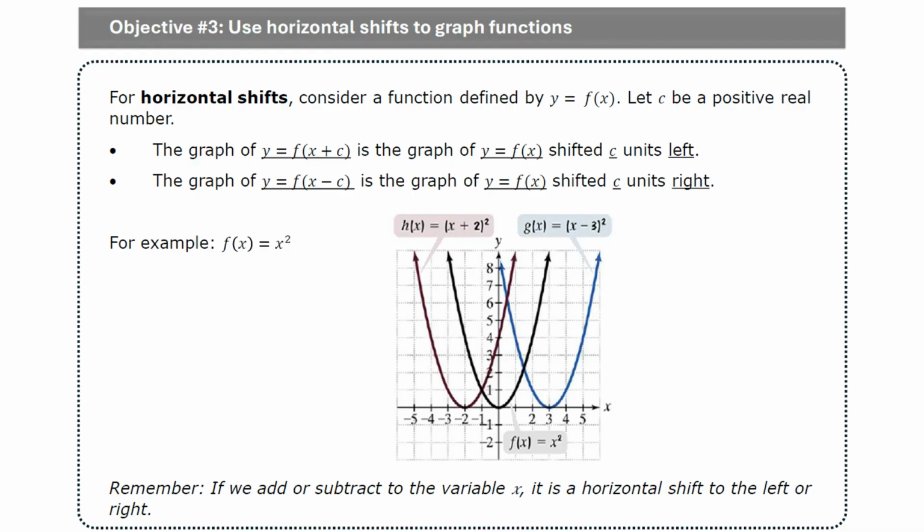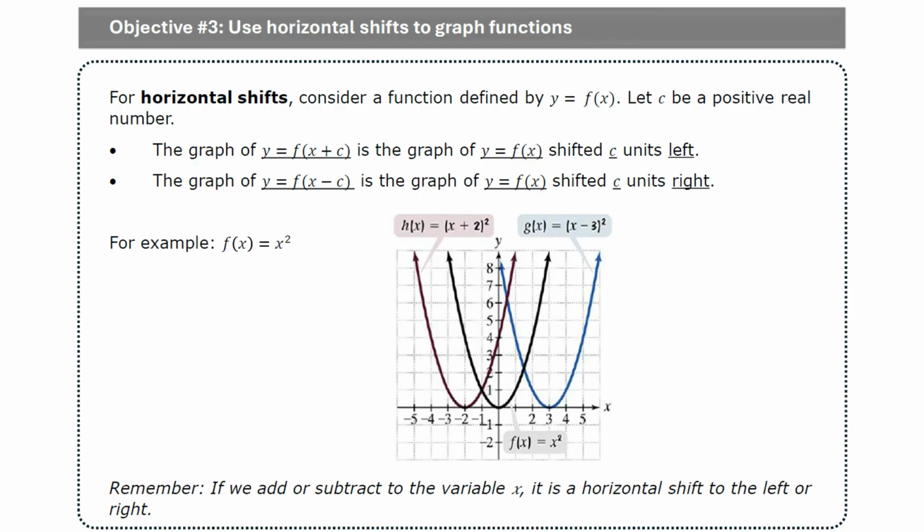So horizontal shifts affect your x coordinate, whereas vertical shifts affect your y coordinate. Another thing to note here is that the direction of your shift is going to be opposite the sign.